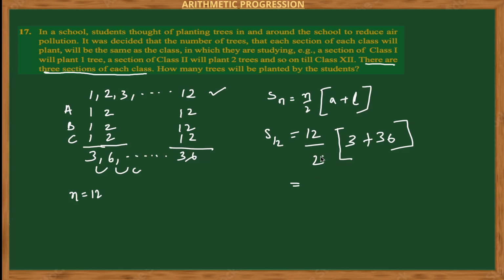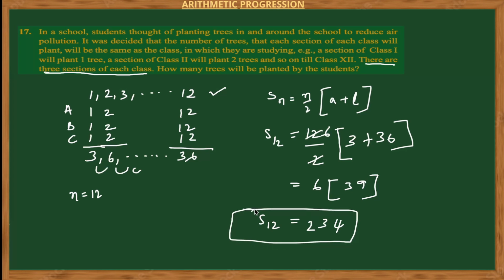So 12 divided by 2 gives 6. And 36 plus 3 is 39. So S12 is 6 multiplied by 39, which gives 234. Okay, so 234 plants will be planted by all the classes we have. Remember, this is the twist.